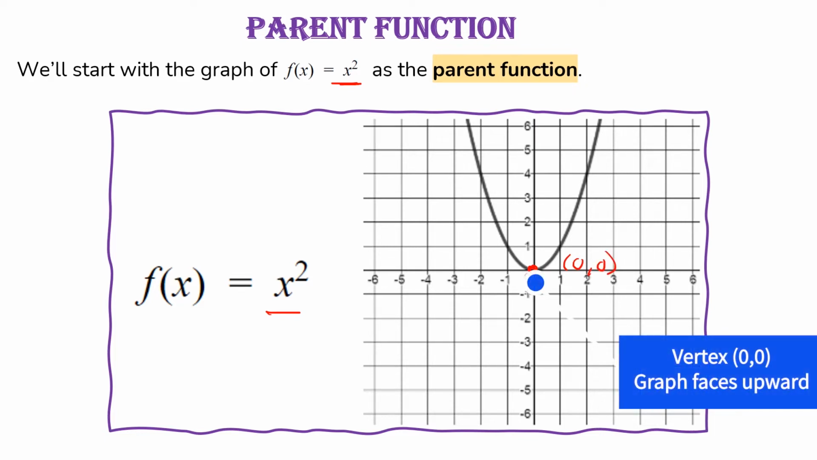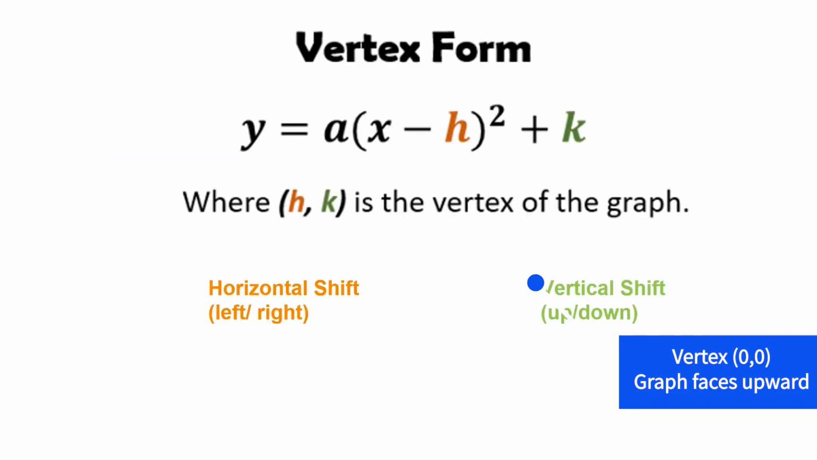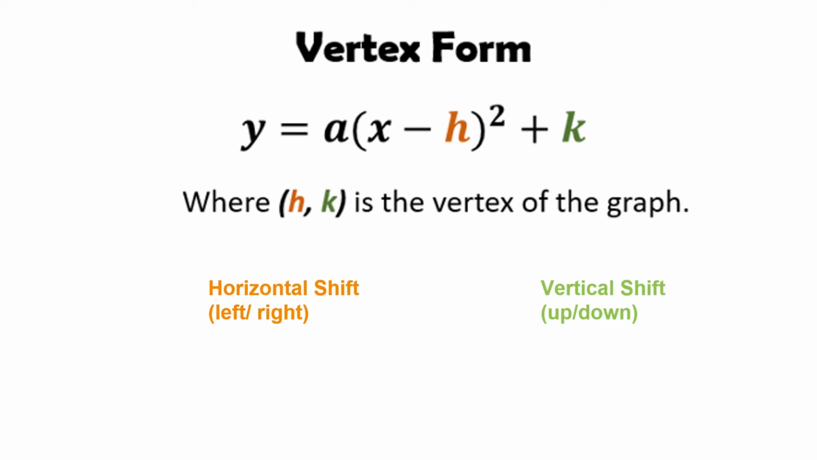And so now let's look into some transformations of this parent function using what we call vertex form. Vertex form is y equals a times (x minus h) squared plus k, where (h, k) is the vertex of the graph. And if you're not familiar with vertex form, please see my video entitled Vertex Form, and it goes into further detail about this form of a quadratic function.